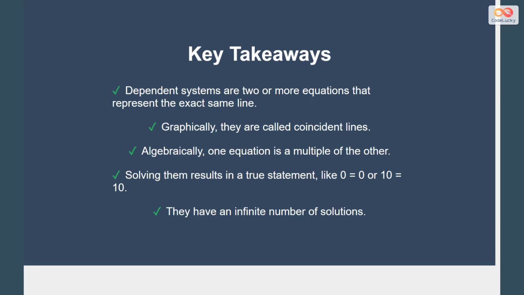To summarize, dependent systems are equations that represent the same line. These are called coincident lines. Algebraically, one equation is a multiple of the other. When you try to solve them, you'll get a true statement, and they have an infinite number of solutions.